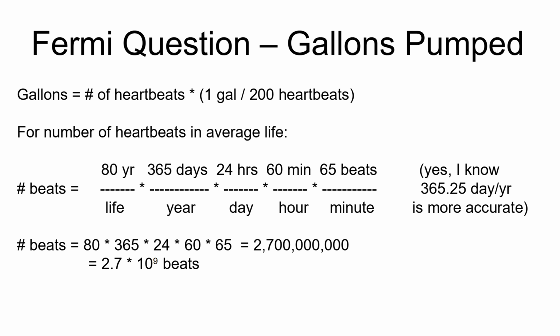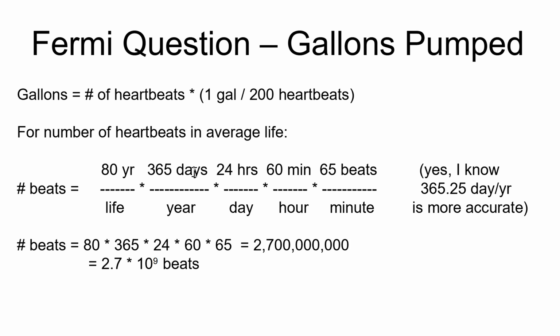So calculating the number of beats, I set up here a series of conversions. So 80 years per life, 365 days in a year. So now the years units are going to cancel here. And then 24 hours in a day, the day units will cancel. 60 minutes an hour, the hours units will cancel. And 65 beats per minute, the minutes unit will cancel. And we have left that's not canceled, beats per life.